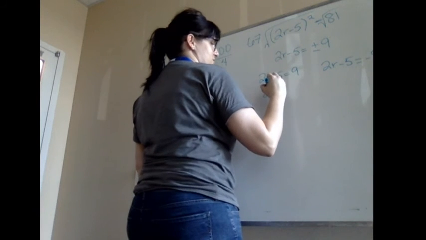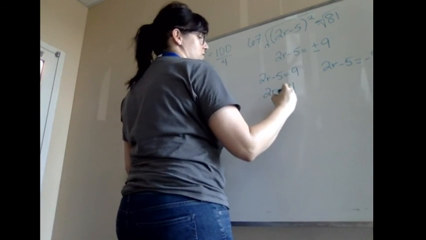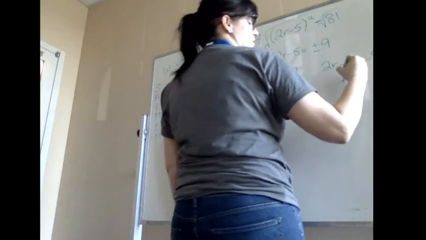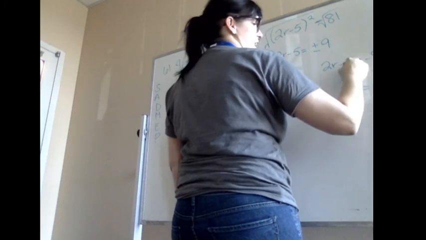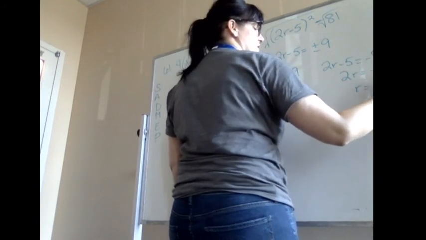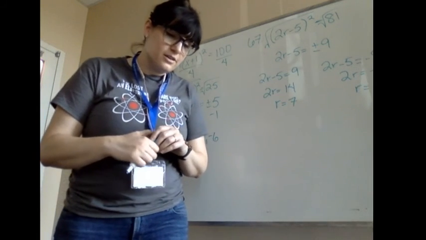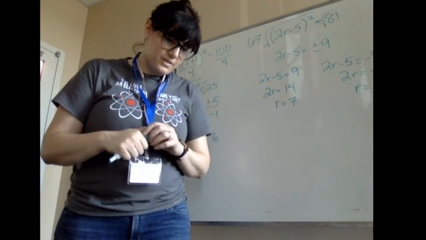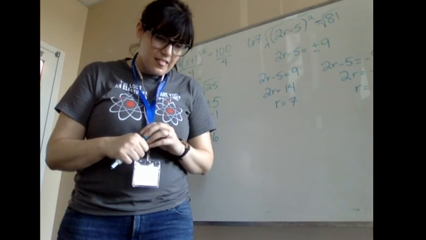So 2r equals 14 because I add the 5 over here. r equals 7. 2r equals negative 4 because I add the positive 5. r equals negative 2. Remember this from Algebra 1.